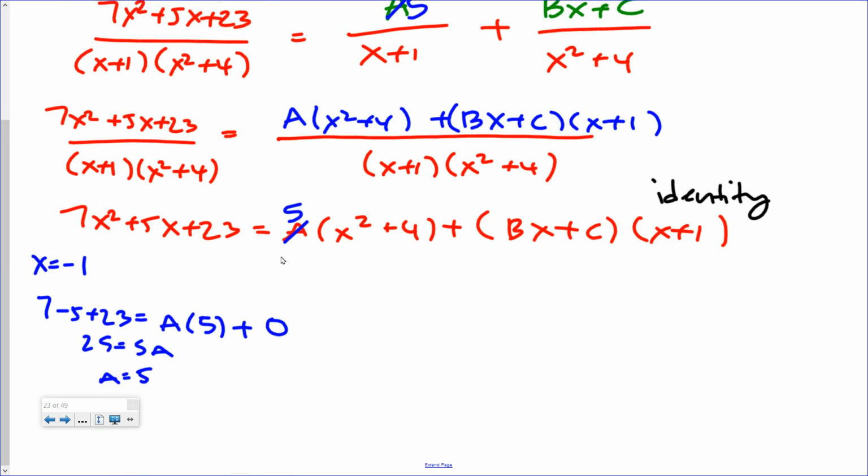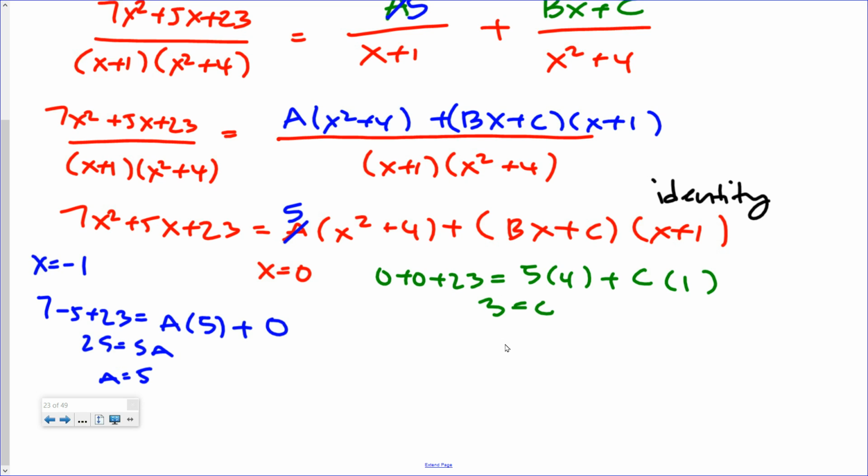So come back down to your identity. What is another good x to pick? 0. The reason 0 is good to pick is because when b gets multiplied by 0, do you see the b wipes out right here? Okay, so let's put in 0. So what I'll get is 0 plus 23 is equal to 5 times 4 plus c times 1, I think. So that gives me c is equal to 3.